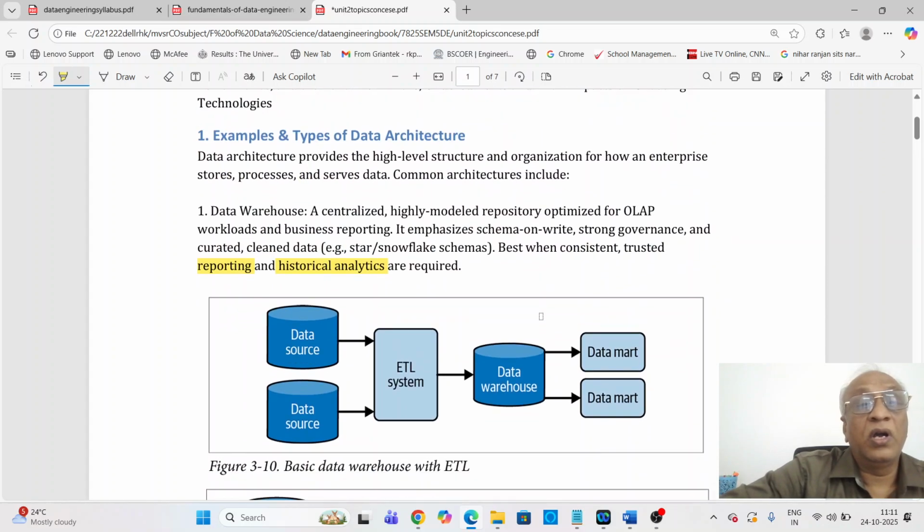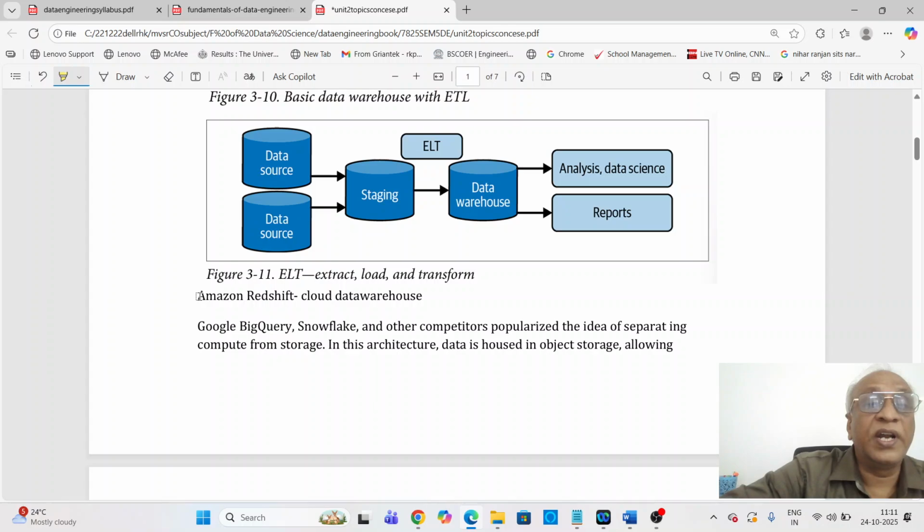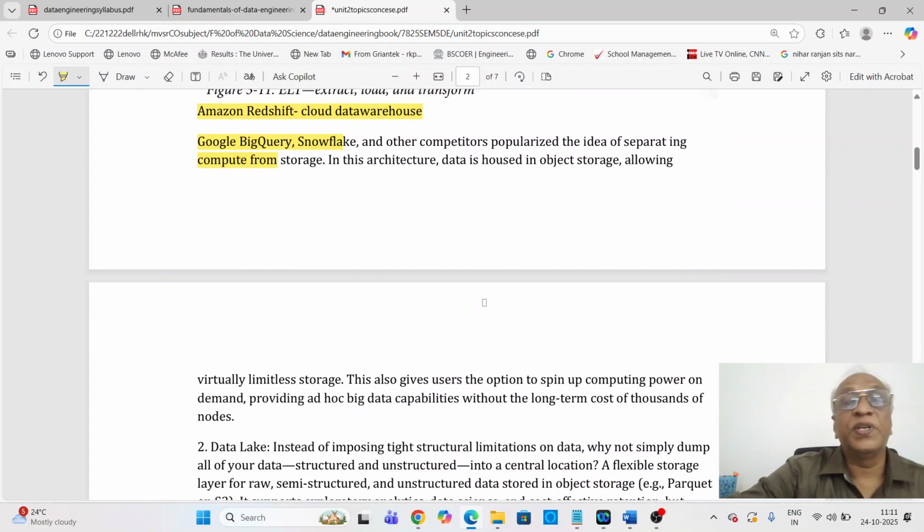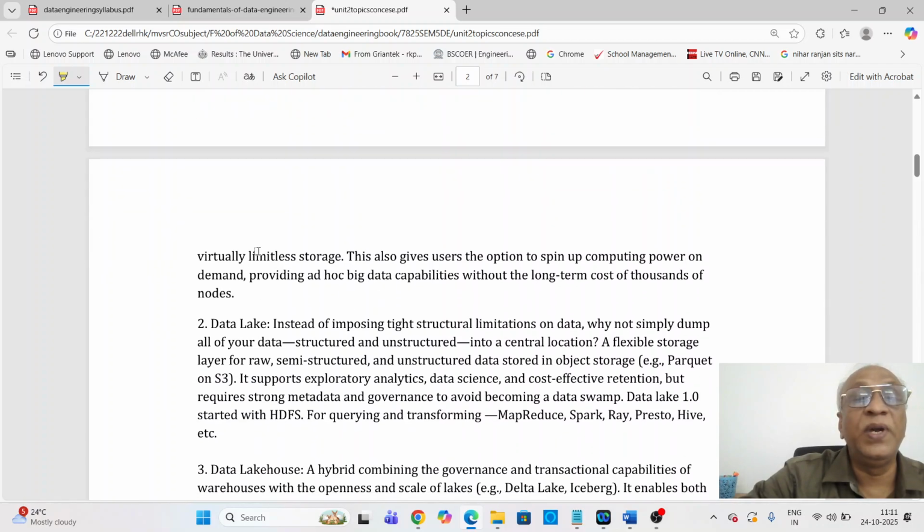You also have a cloud data warehouse, and Amazon Redshift is an example of a cloud data warehouse. You also have other technologies like Google BigQuery and Snowflake, which are separating compute from storage. So when you have separate compute and storage, data is housed in object storage. So object storage will be allowing what? Virtually limitless storage. Okay. So it will also allow us to increase or decrease computing power on demand.